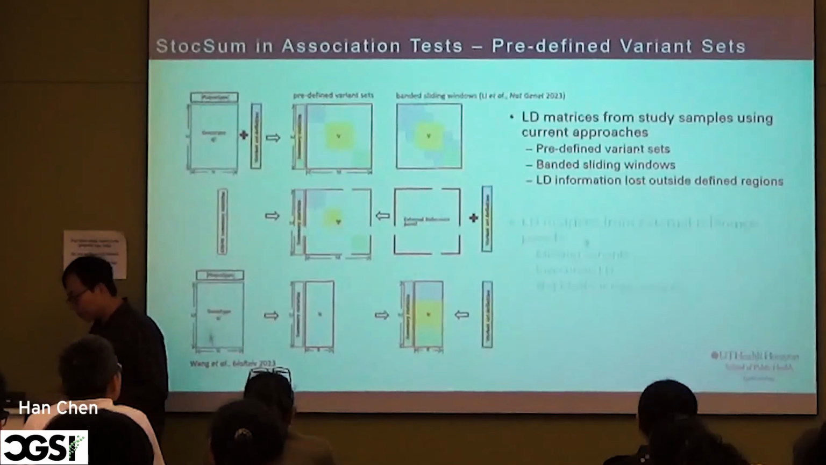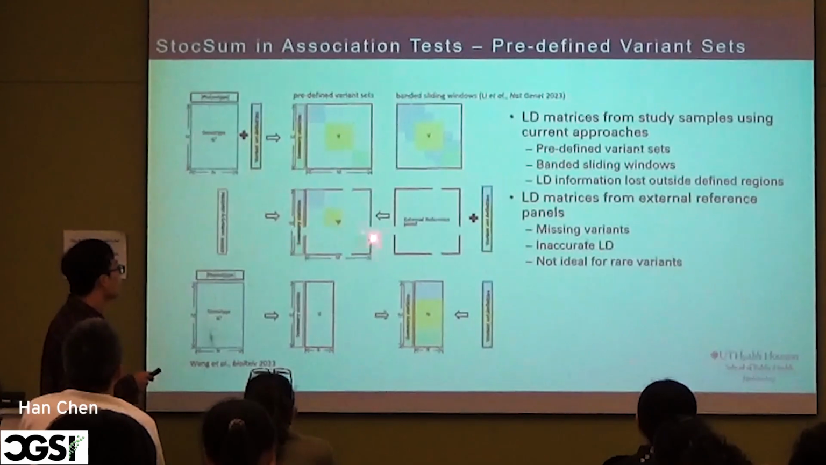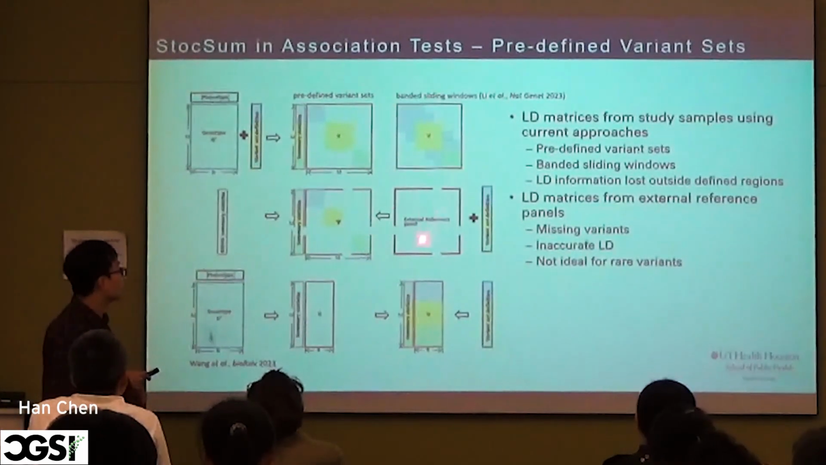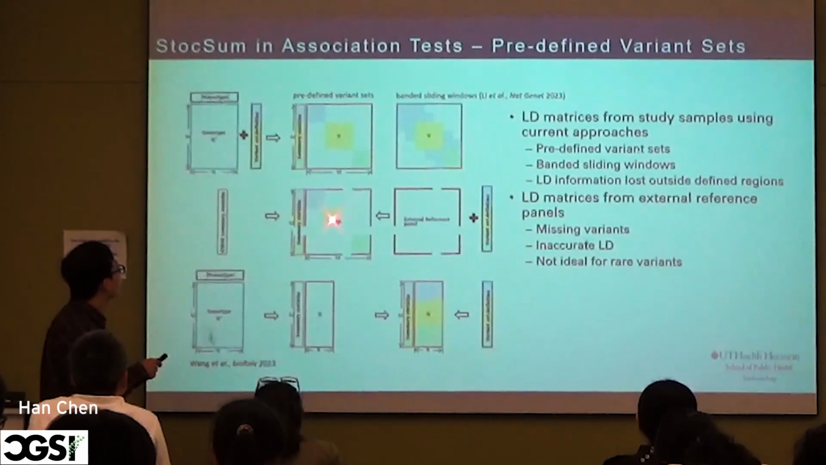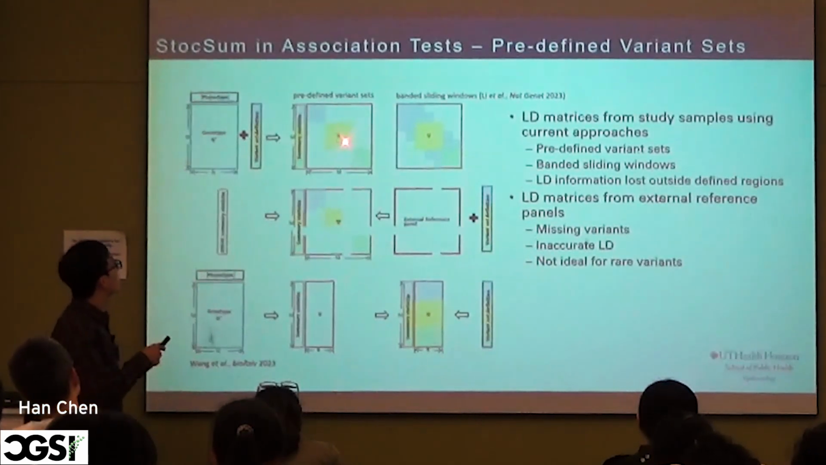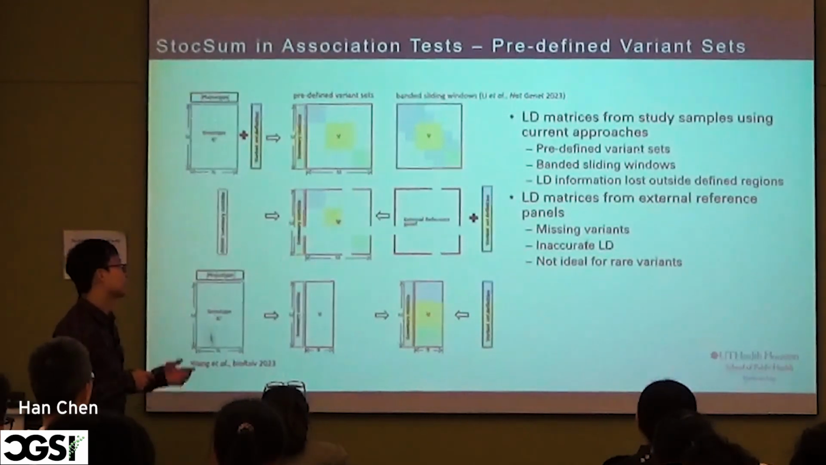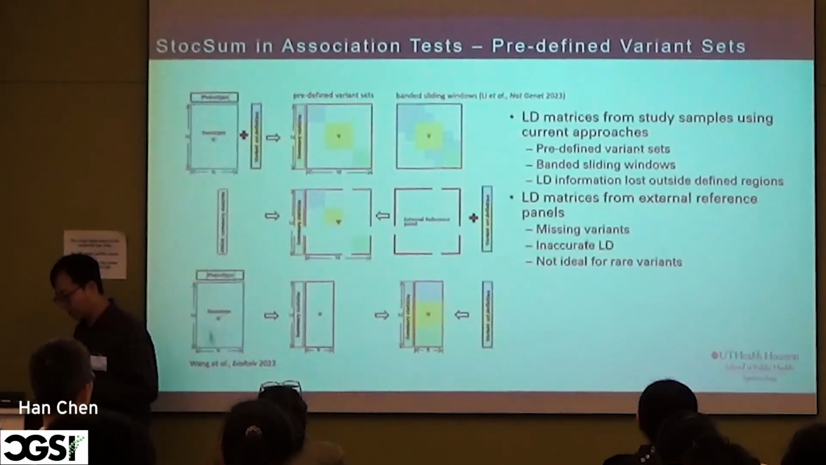So when people use the reference panel, there's a big trouble, right? Because some of the variants in your study sample may not exist in the external reference panel, then you have to exclude them. For example, when you look at this yellow matrix, that's going to be smaller than what I have from the study sample themselves, because the third variant does not exist in the external reference panel, so we have to get rid of that. And also the LD is not very accurate if we look at the rare variants.